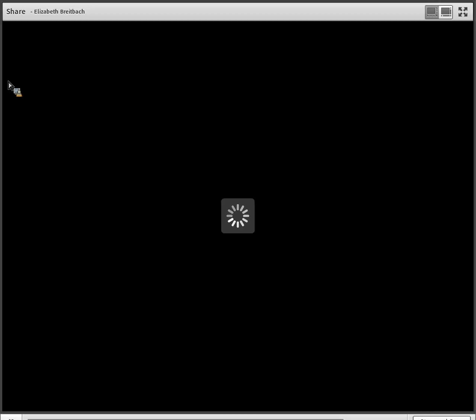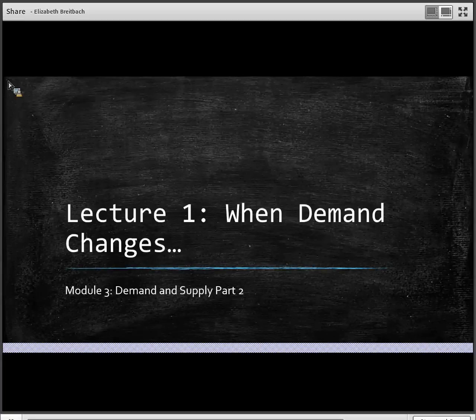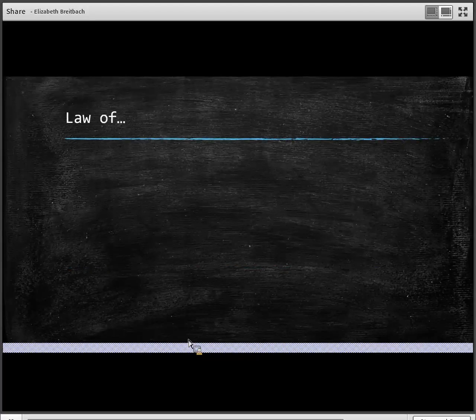In Lecture 1, When Demand and Supply Changes, our first lecture of the second part of demand and supply, we're going to be looking at the demand curve and specifically how our demand curve may change or shift over time. Going back to our previous module, when we started to build our supply and demand curves, we talked about the law of demand, and we stated that, other things equal, as the price increases, the quantity demanded decreases.